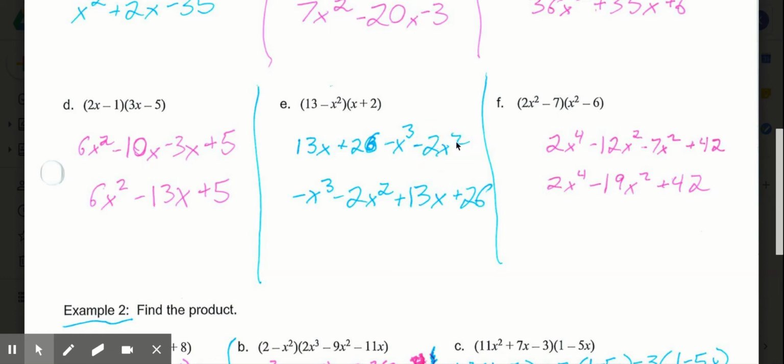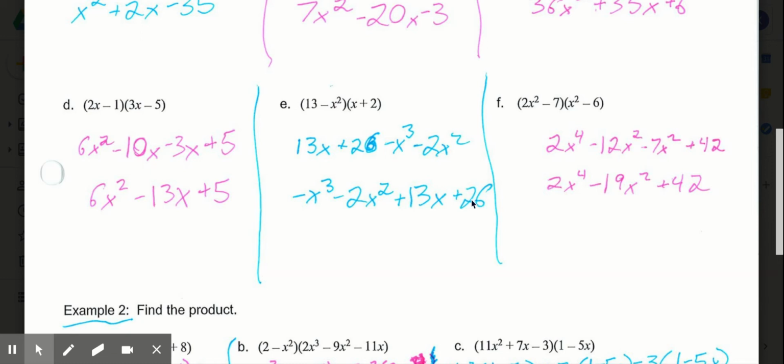Then I want to combine like terms if there are any and write this in standard form. So my largest exponent value has to come first for standard form. So the negative x to the third comes out front, minus the 2x squared, plus the 13x, plus 26. And same thing with f.